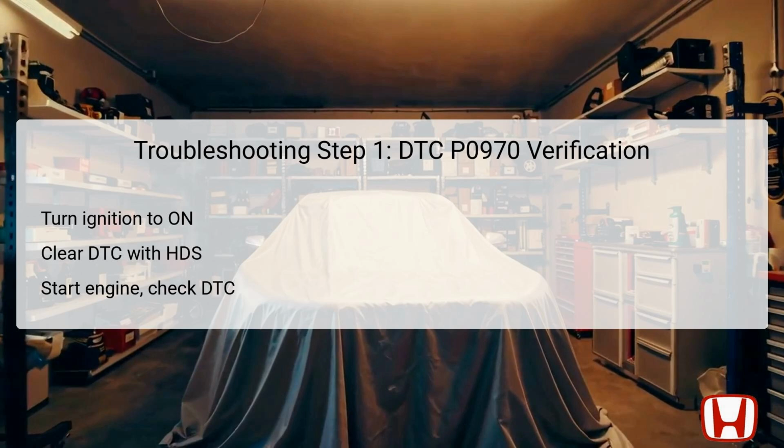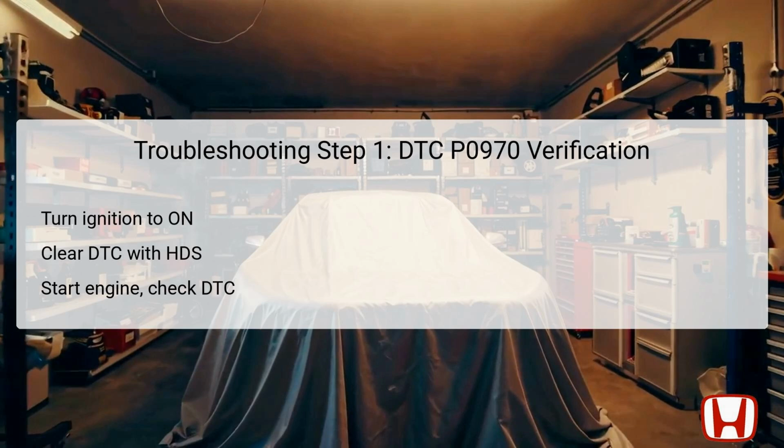The first step in troubleshooting DTC P0970 involves verifying the presence of the error using the Honda Diagnostic System, HDS. Begin by turning the ignition switch to the on position or pressing the engine start-stop button to enter the on mode. Following this, clear the DTC using the HDS to erase any previous error codes stored in the system. Start the engine and allow it to run for at least 1 second, after which you will need to check for any pending or confirmed DTCs with the HDS.